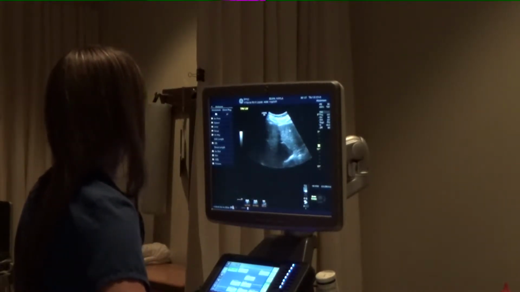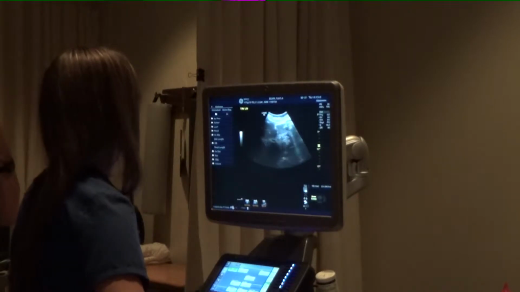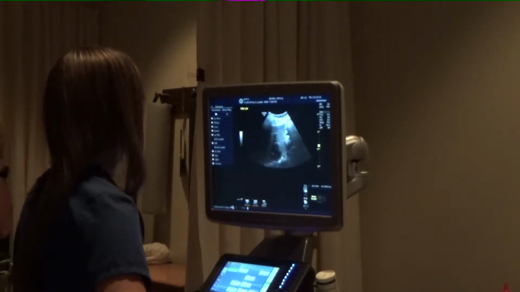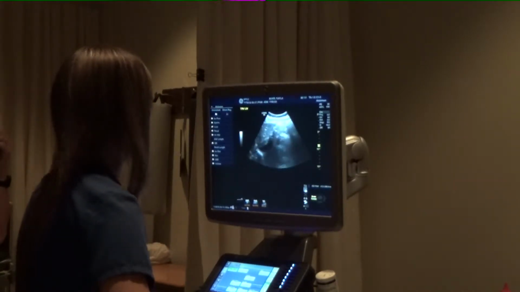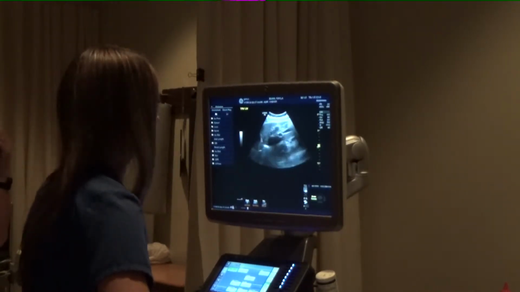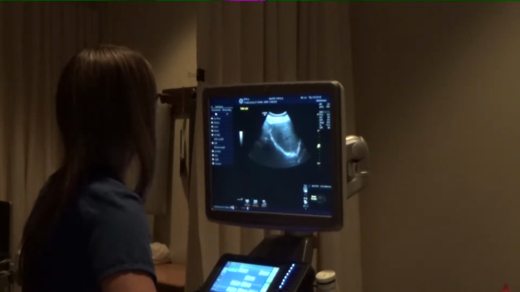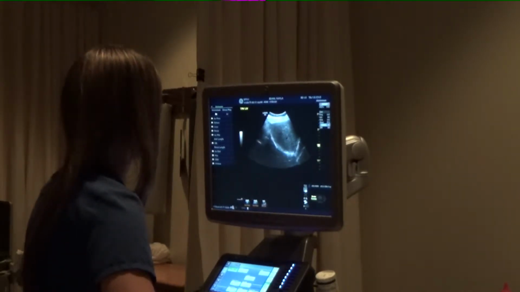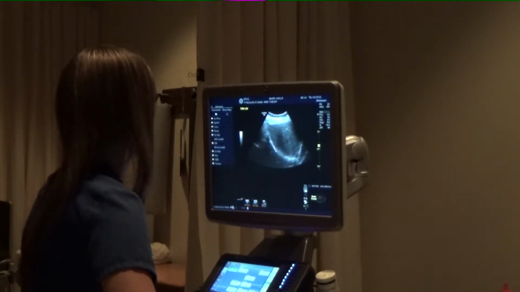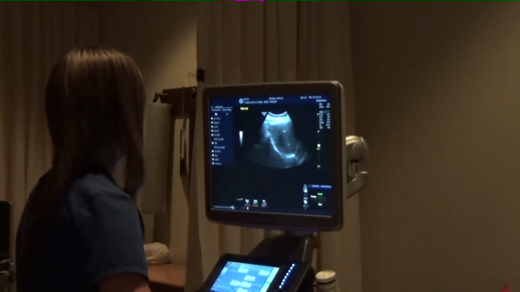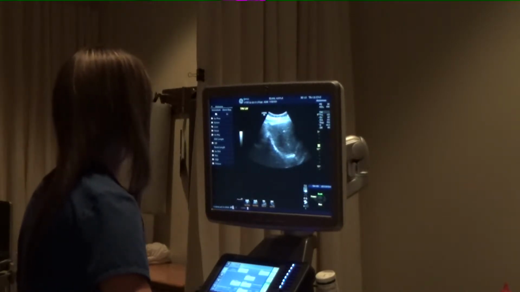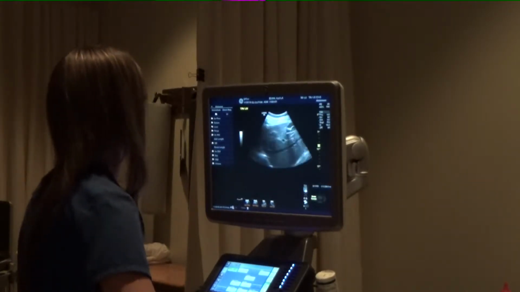All right, now obtain a sagittal image of the right dome of the liver. Okay. Maybe we're taking a big deep breath in and hold it. Okay. Now in the sagittal plane, show me one of the hepatic veins.